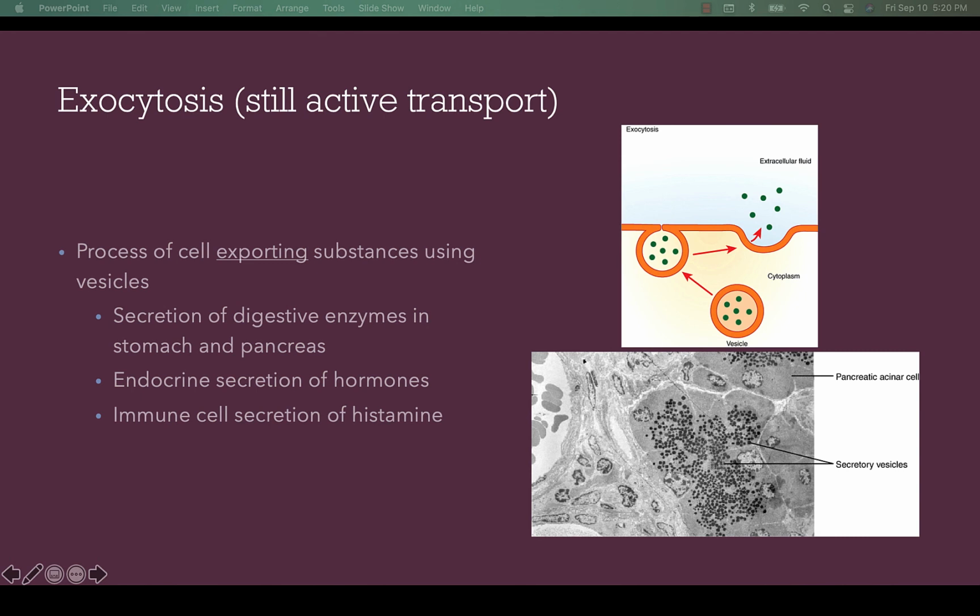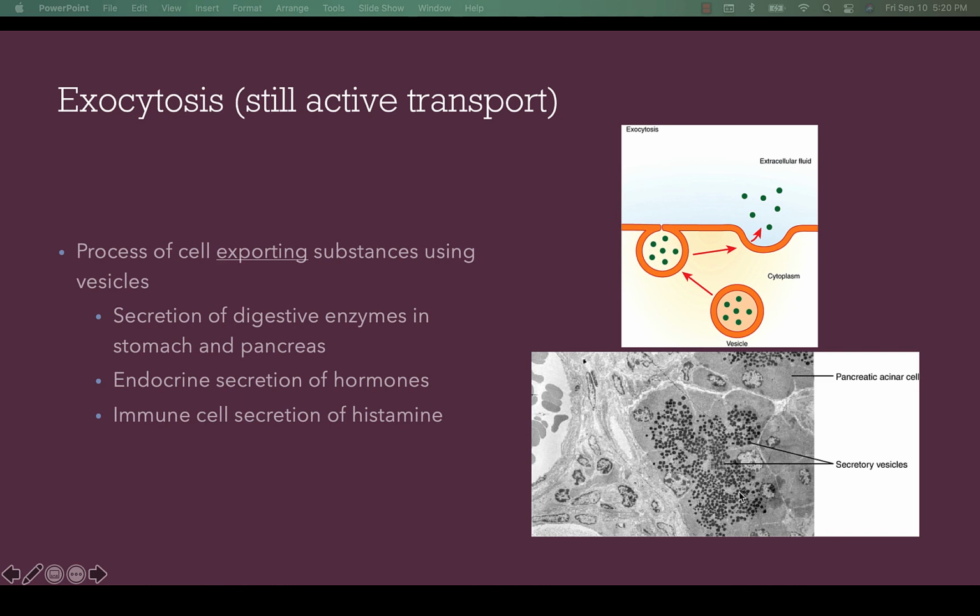Exocytosis is the opposite of endocytosis. It's the exportation of substances out of the cell. Substances are packed up into a membrane-bound vesicle in the cell and excreted out into the extracellular fluid. This is important in many aspects of physiology. We can see it in stomach and pancreatic cells that produce and secrete digestive enzymes to break down food material. You can kind of see that here. We can see little stained vesicles all in these pancreatic cells, and these are ready to be secreting digestive enzymes.